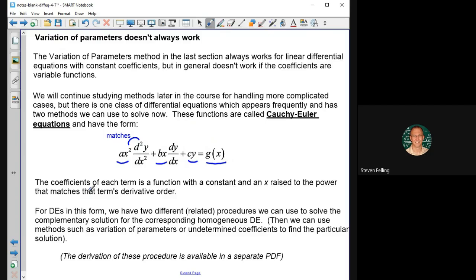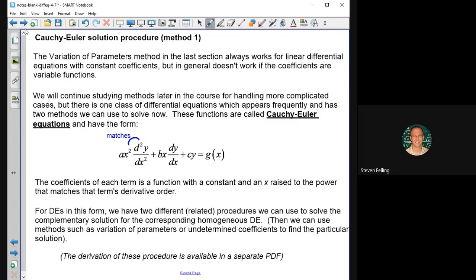Okay, so for differential equations in this form, there are actually two different related procedures that we could use to solve for the complementary solution. And then we can use methods like variation of parameters or undetermined coefficients to handle the right-hand side. Again, these are fairly complicated as to why they work, so I have included a separate PDF that talks about the derivations for section 4.7. So we're just going to use the procedures here.